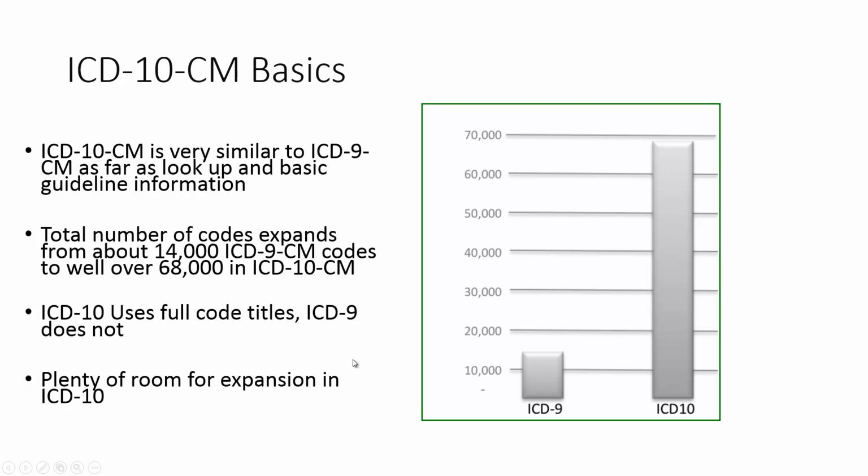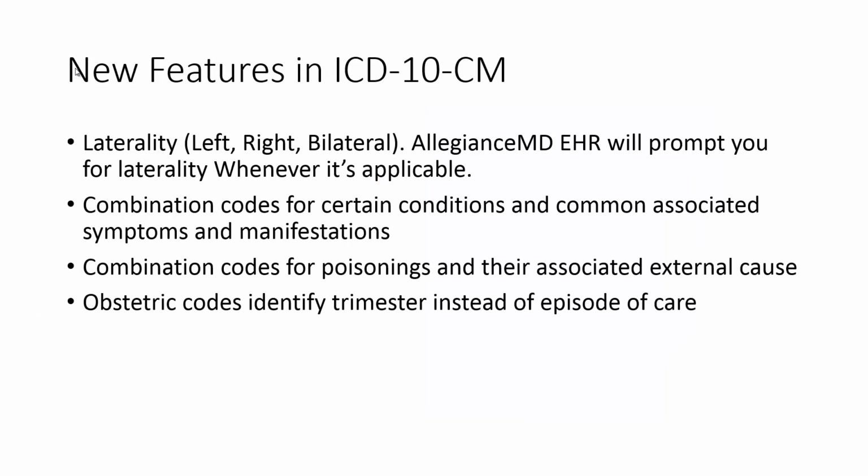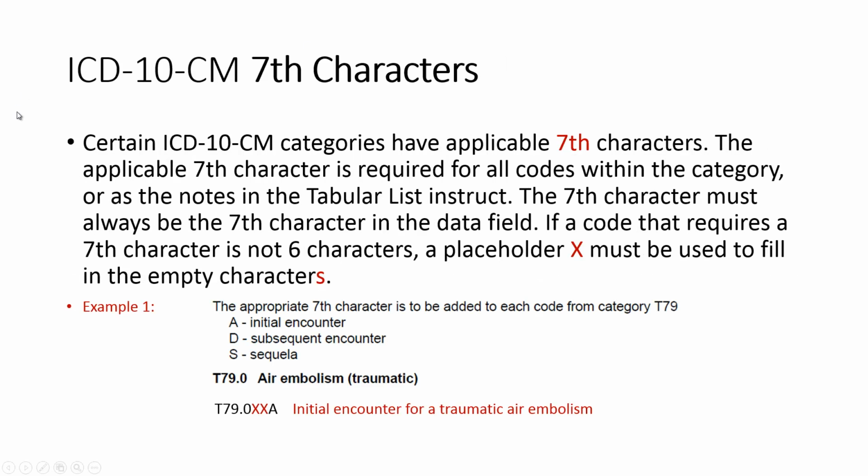So this is a quick overview of the difference between ICD-9 and ICD-10. ICD-9 is about 14,000 codes. ICD-10 is over 68,000 codes, and ICD-10 uses full code titles. ICD-9 does not. New features for ICD-10, as we discussed, include laterality. There are combination codes for certain conditions, and combination codes for poisoning. Also, obstetric codes identify trimester instead of episode of care.